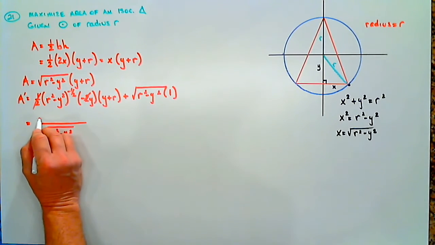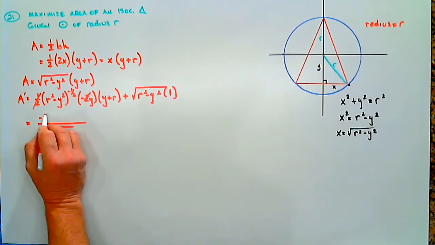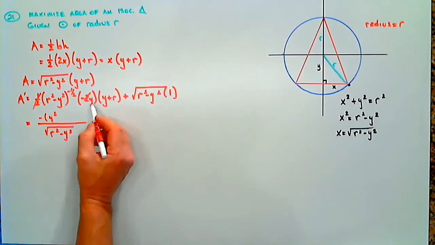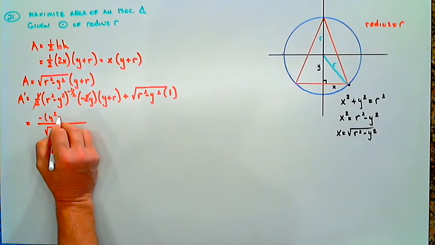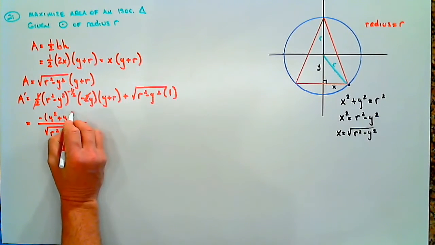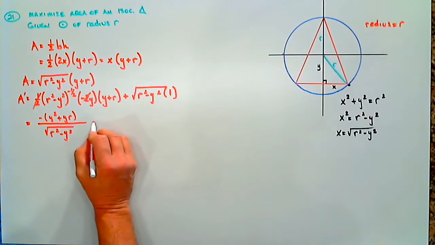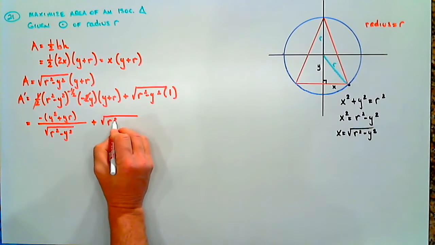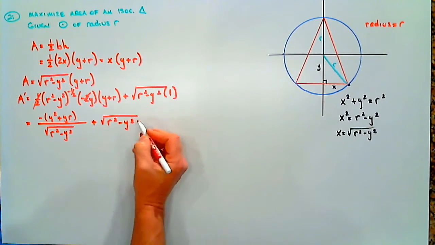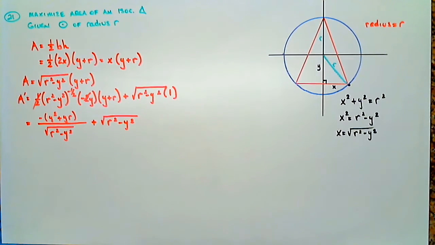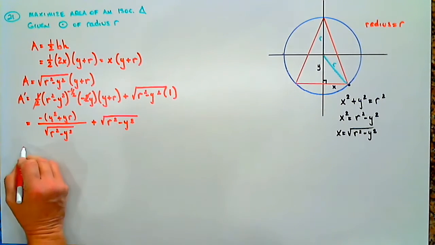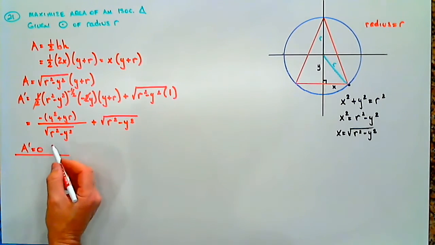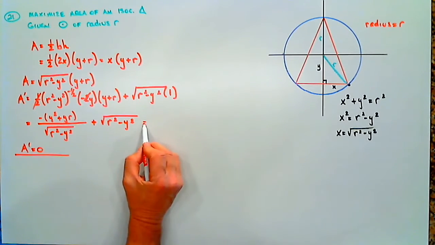So we have minus, from here, y squared plus yr. Okay. And then what do we have over here? We have plus the square root of r squared minus y squared. Now we want to set this equal to 0. What does that mean? Well, that means this is going to be equal to 0, right?